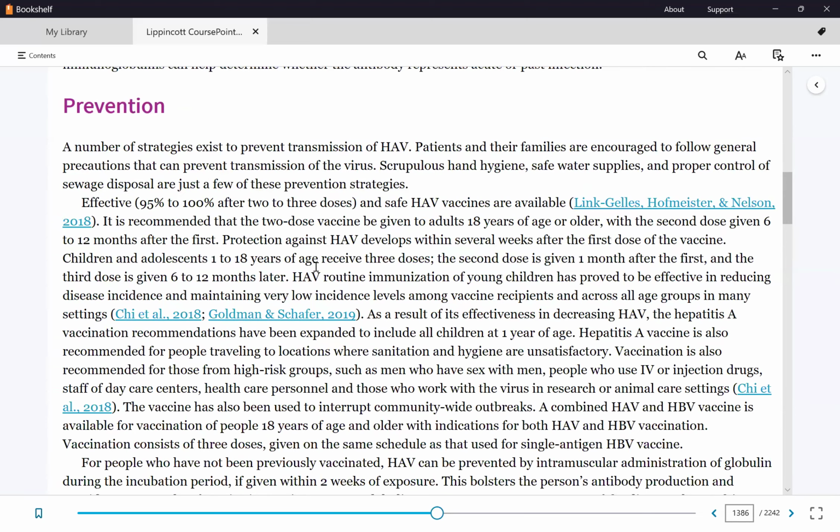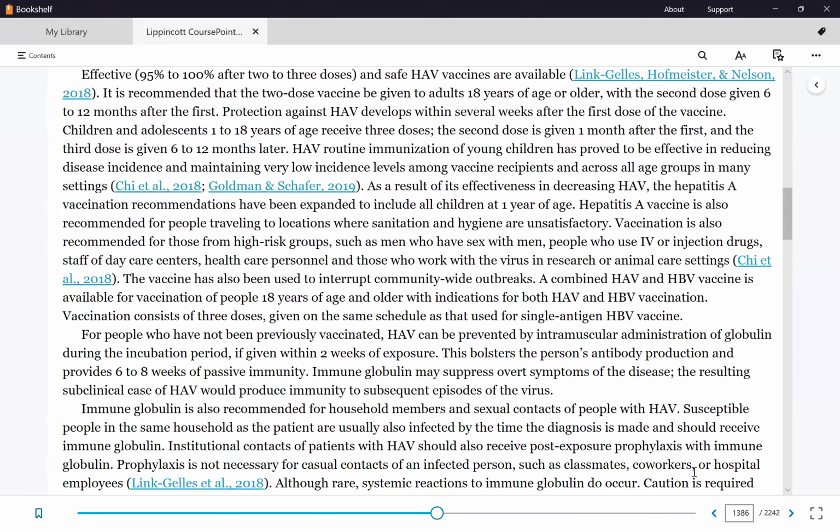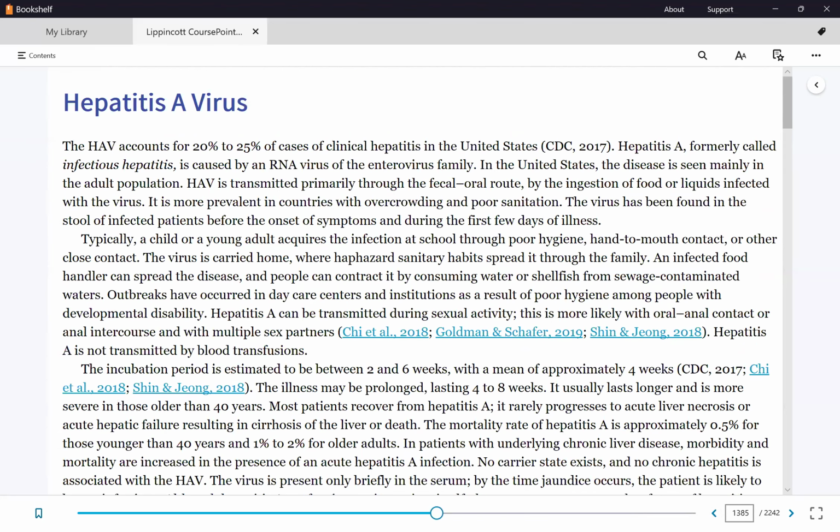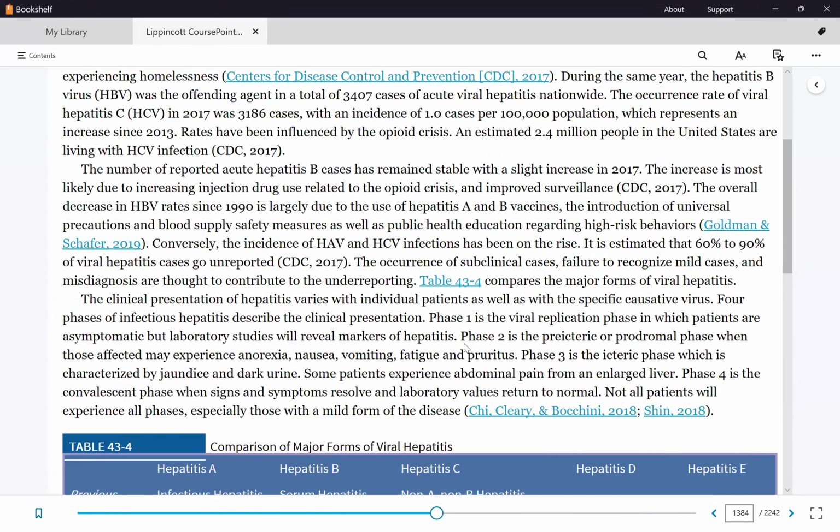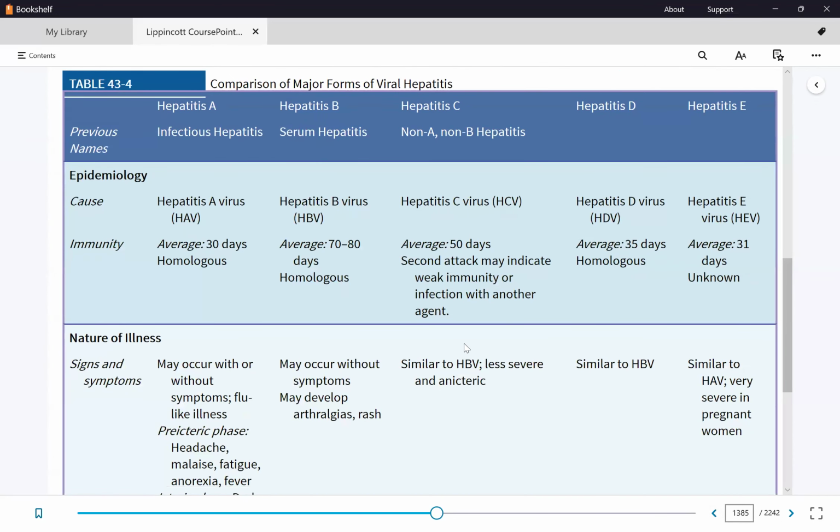Let me go back to the previous page so we can see which ones have vaccination. All right, so back to table 43-4. We discussed that A and E are both oral fecal. However, between the two, only hepatitis A has an available vaccine. Hepatitis B, you know, we have a vaccine for. C currently does not have a vaccine yet.